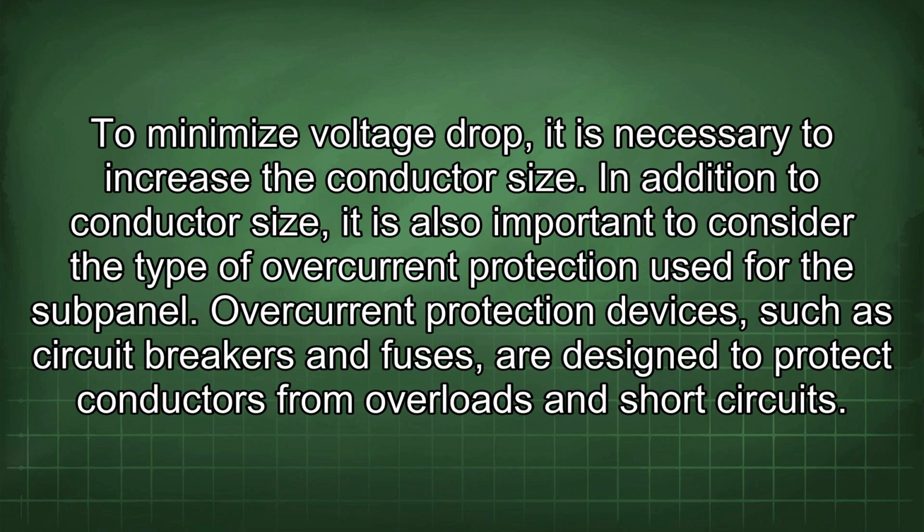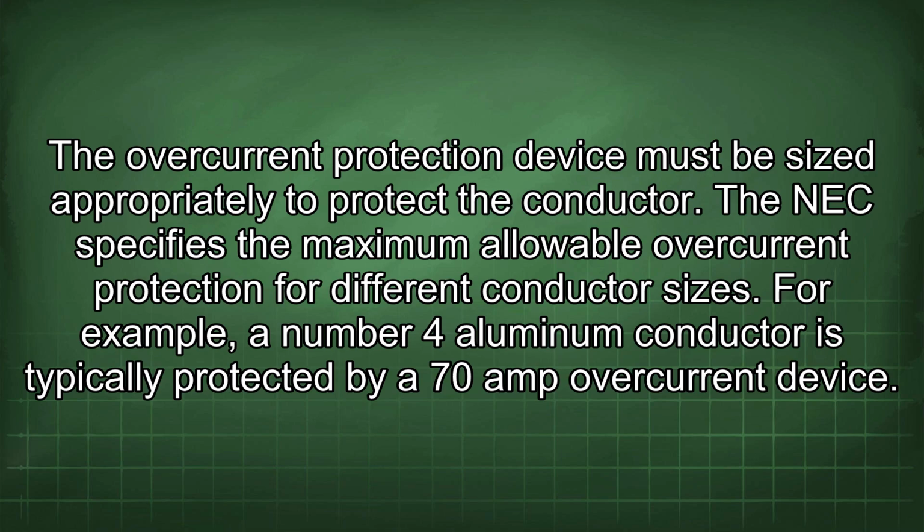In addition to conductor size, it is also important to consider the type of overcurrent protection used for the subpanel. Overcurrent protection devices, such as circuit breakers and fuses, are designed to protect conductors from overloads and short circuits. The overcurrent protection device must be sized appropriately to protect the conductor. The NEC specifies the maximum allowable overcurrent protection for different conductor sizes. For example, a number 4 aluminum conductor is typically protected by a 70 amp overcurrent device.